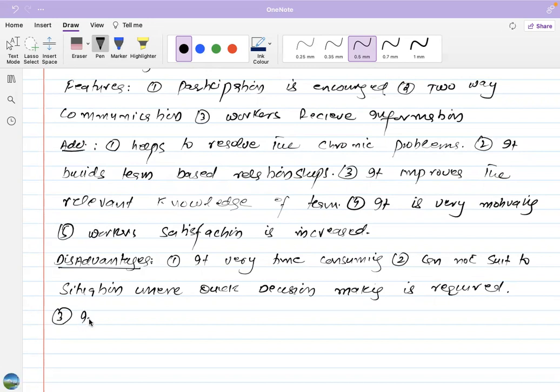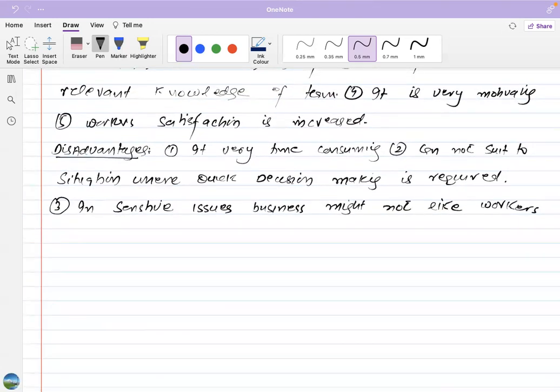On sensitive issues of the business, the business might not like to involve workers. For example, there is a decision going on about the closure of the business, and the business does not want workers to get involved in that, because even if the business decides to continue, the workers may identify that the business is going to close and they may leave. So in such situations, businesses do not like to involve workers in the decision making process.